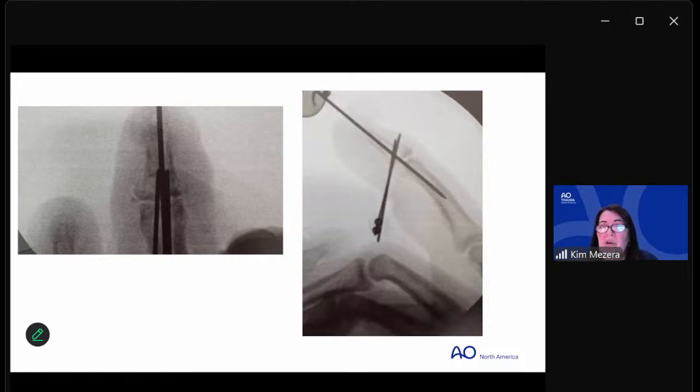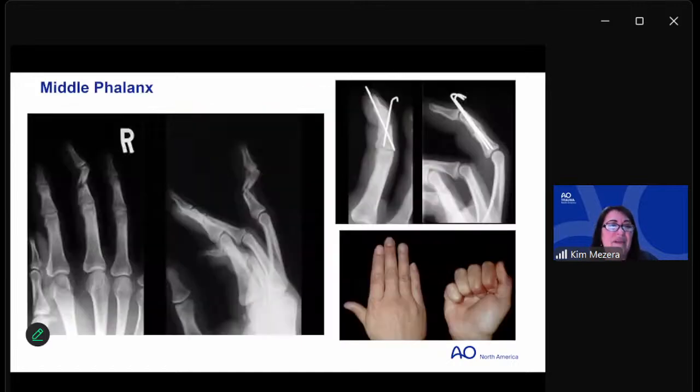But again, just to show you that your K-wires can be a nice bailout. They can save you. This is a middle phalanx fracture, and this one is more transverse, almost a mid-shaft. And those lend themselves very nicely to K-wires.